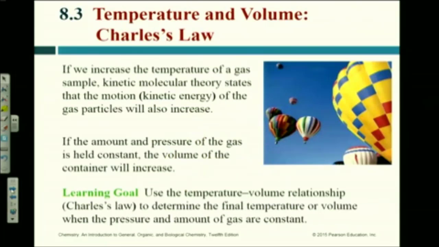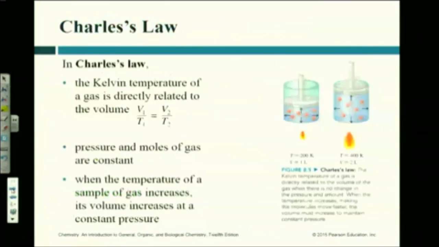All right, next law. Charles's law. Now, we didn't really do Charles's law outside. It was a little bit harder to do. But it talks about the relationship of temperature and volume. Now, we have this equation. What we did outside was really talking about pressure. Now, this says pressure has to stay constant. Pressure can't change, and the number of molecules you have can't change.